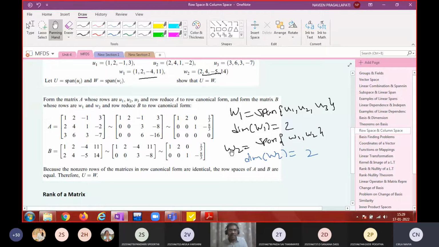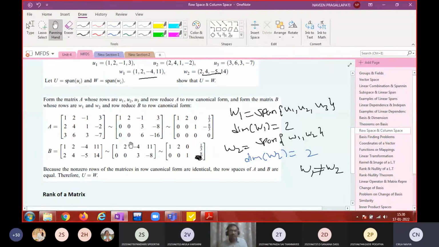They're actually the same spaces. Instead of 8 by 3, suppose this is only 8, then W1 will be different from W2. Do you agree? W1 will be different from W2, but their dimensions are the same, because they are generated by the same number of non-zero rows. This is generated by 2 non-zero rows, and this is also generated by 2 non-zero rows. Is it clear?